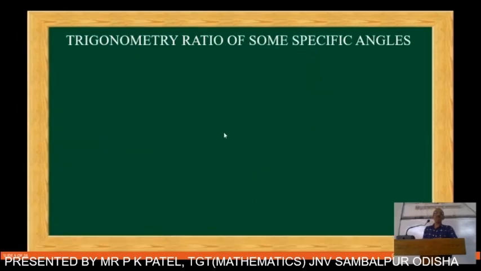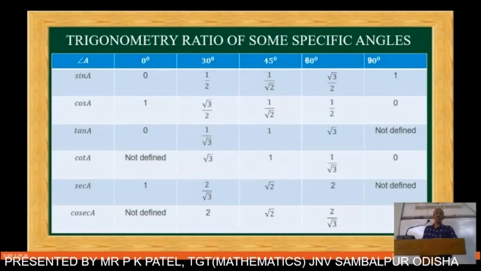Again, there is another topic: trigonometric ratios of some specific angles that we are going to use. This is the table for some specific angles: 0 degree, 30 degree, 45 degree, 60 degree, 90 degree. And all the trigonometric values: sin A, cos A, tan A, cot A, sec A, and cosec A. These are the values for all the specific angles. And using this table, we are going to solve some problems in this chapter.